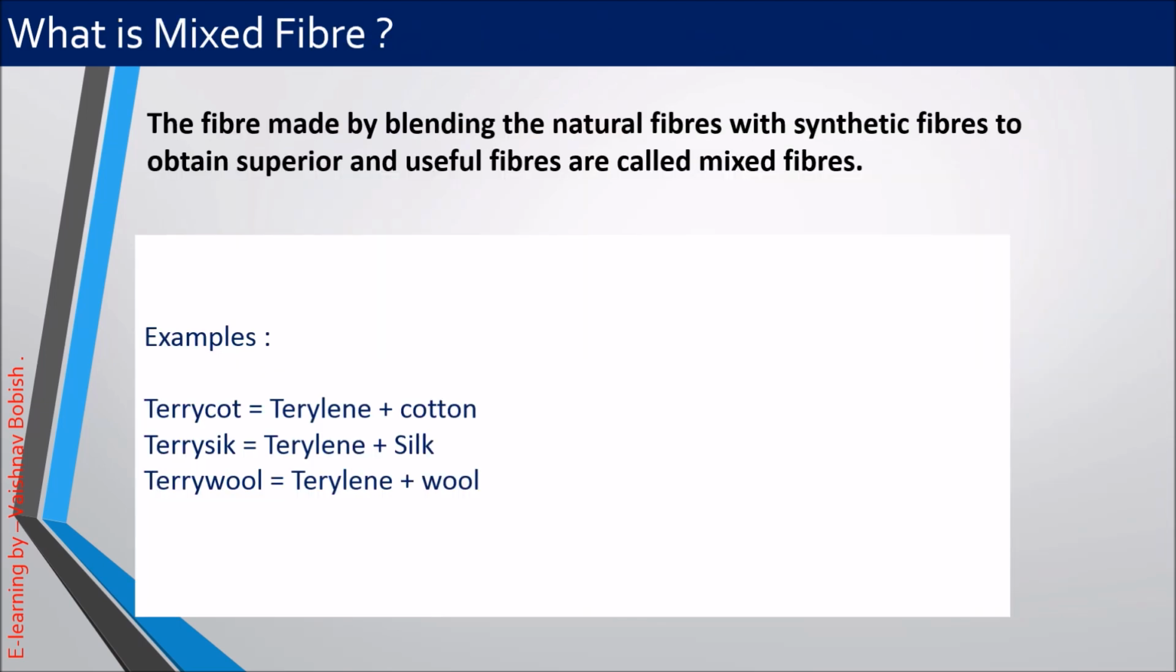What is mixed fiber? The fiber made by blending the natural fibers with synthetic fibers to obtain superior and useful fibers are called mixed fibers. Examples are terrycot, which is terrylene plus cotton, terrysilk, which is terrylene plus silk, terrywool, which is terrylene and wool.